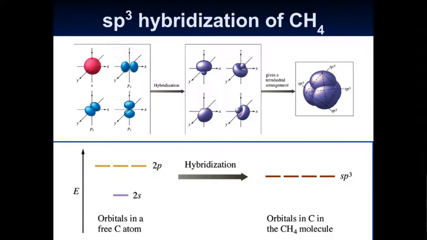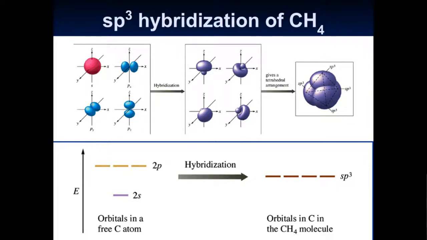Okay, so here's what it looks like. We hybridize the s and the 3 p orbitals from carbon on the left. We hybridize them, we get 4 identical orbitals, which all have a large lobe and a small lobe, and they're pointed to the points of a tetrahedron, 109.5 degrees.